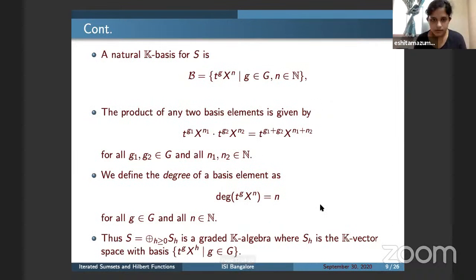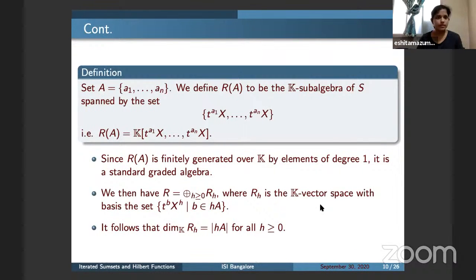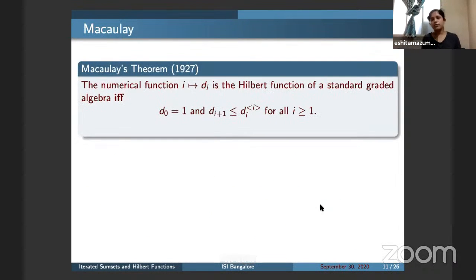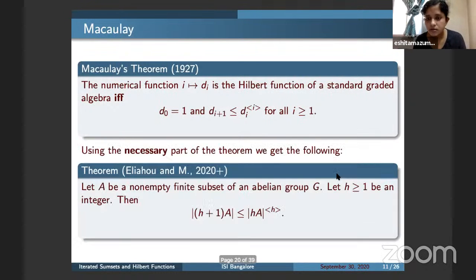Okay, so where I was, I have completed this much. I have already introduced this Macaulay's theorem. Now, the next thing is that once we have Macaulay's theorem and the construction which we already derived, we can say the following result.